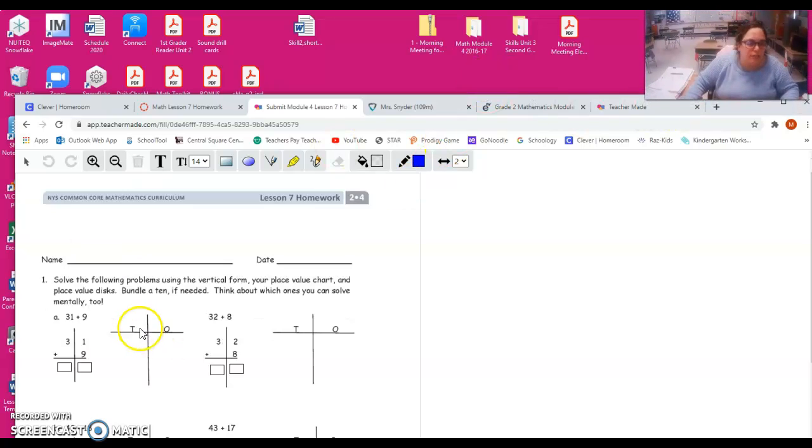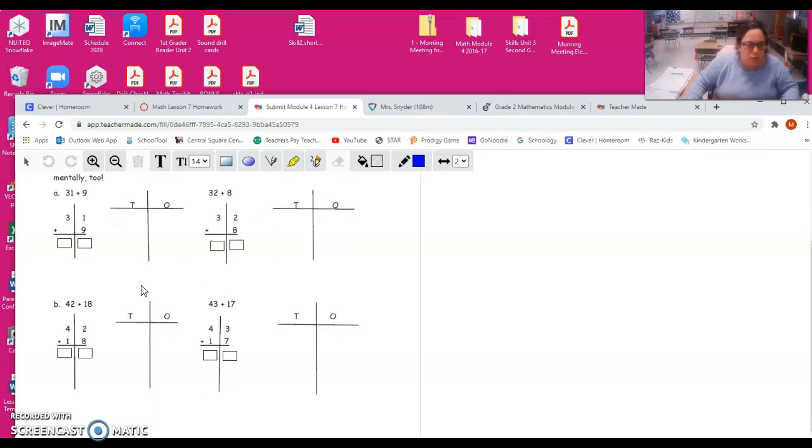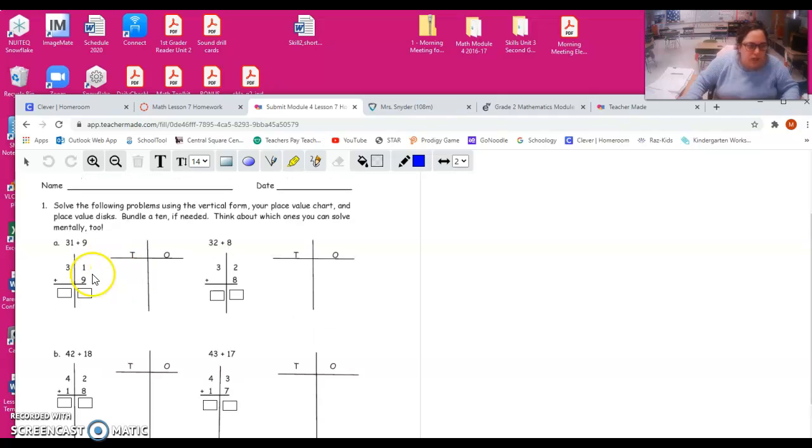Boys and girls, so today for your math homework, you have to solve the problem vertically with your place value chart and place value discs. And remember, if you have to bundle a 10, you circle 10 ones, and then you have to draw a 10 over here.